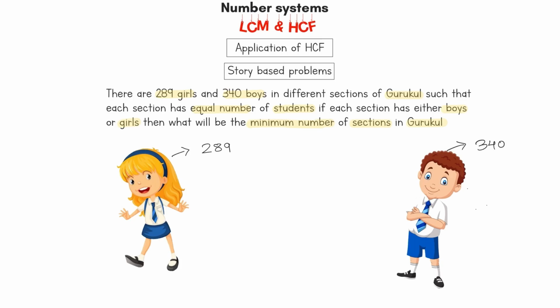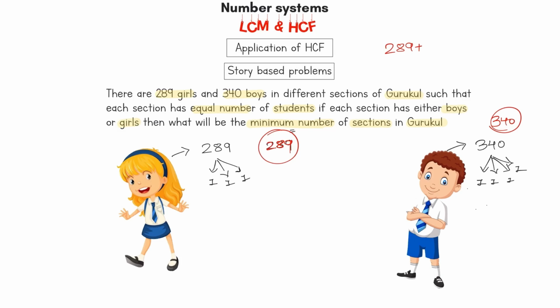Now if I think of the maximum number of sections, I'll just keep one girl in one section. How many sections will I form like that? If I keep one girl in one section, 289 sections I can form. And if I keep one boy in one section, I'll have 340 sections for boys and 289 sections for girls. So 289 plus 340 will be the total number of sections in Gurukul. But that will be the maximum number of sections that I can form.